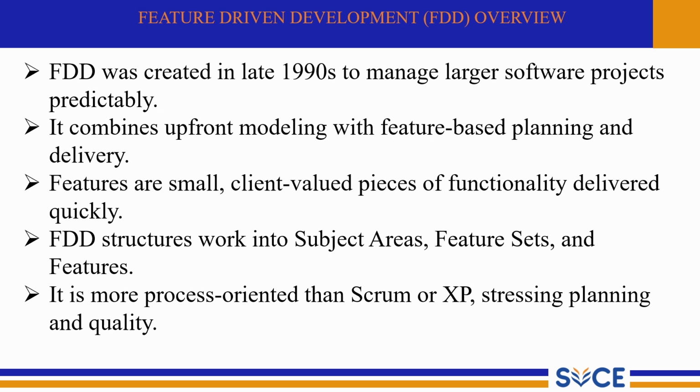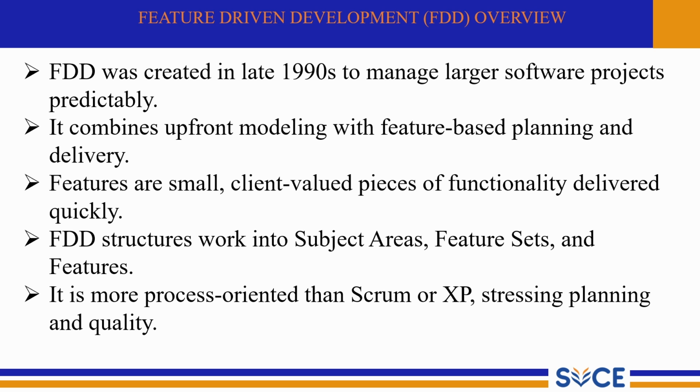Before coding starts, FDD requires building a domain model of the system. Then the project is broken into features and planned carefully. This upfront structure gives clarity while still allowing incremental delivery. Features are small, client-valued functionality delivered quickly. In FDD, everything revolves around the features.